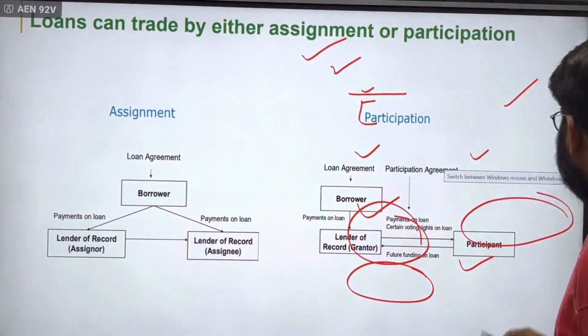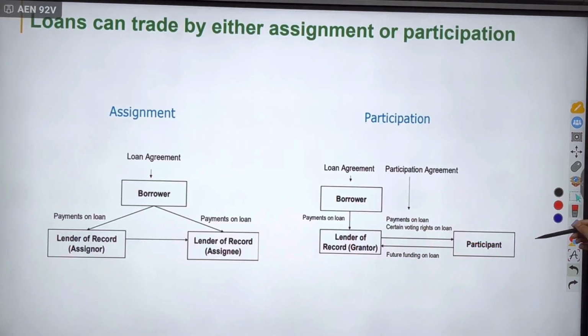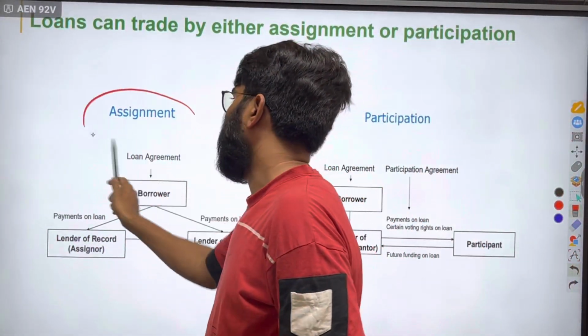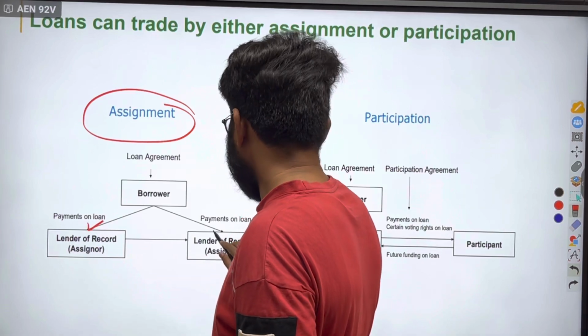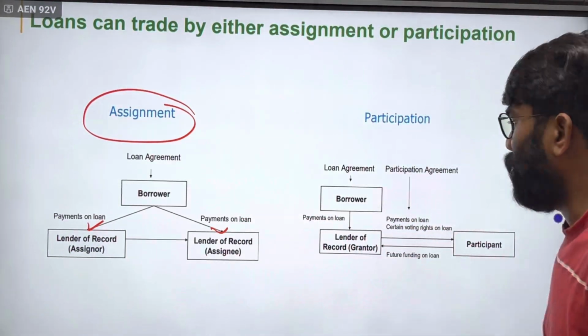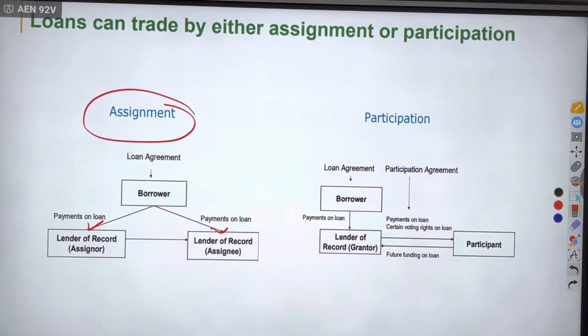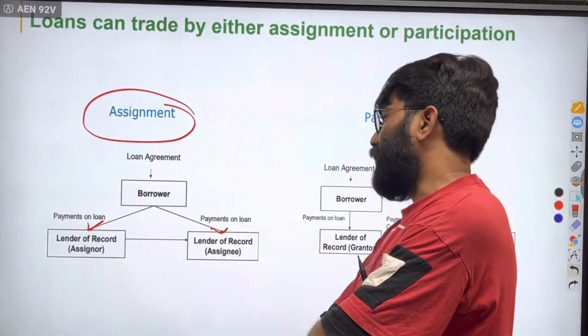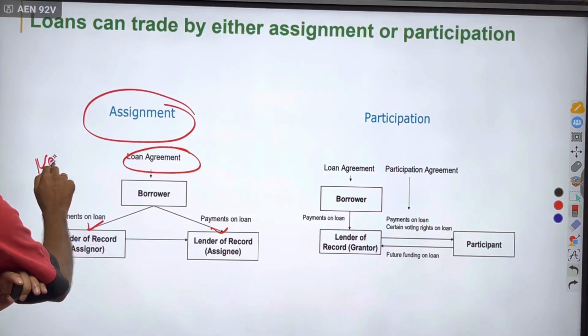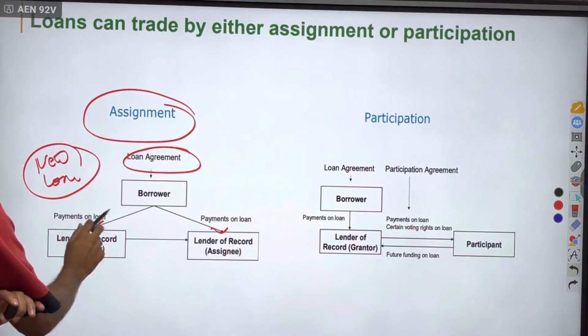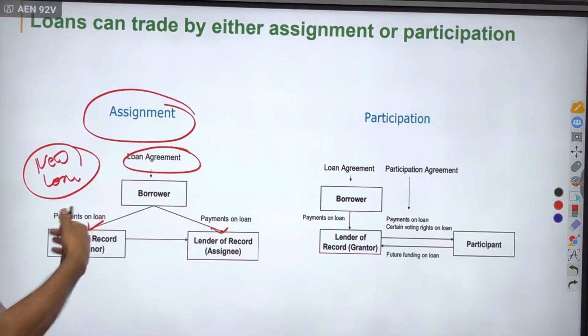And the important thing here is there are two types of agreements. One is the assignment agreement. Assignment means the borrower will sign the agreement with the lender as well as the lender of record, who is going to maintain the lender records. The borrower can sign the agreements with these two, right? The assignor can be different and the assignee can be different. Or in short, I would say it's a new loan. Or the borrower can directly sign the agreement with both counterparts.